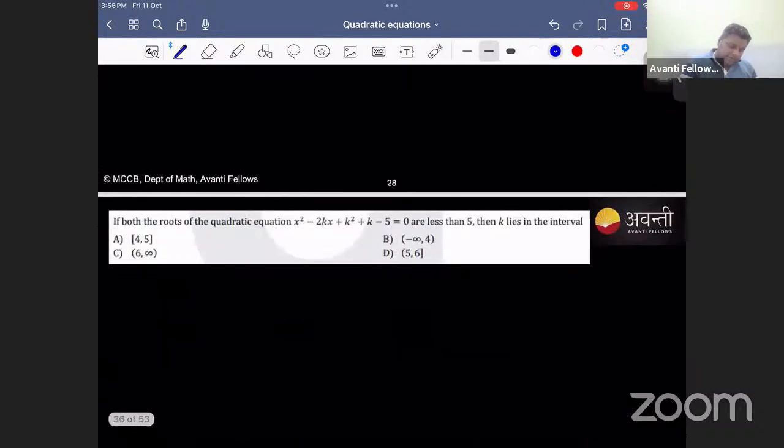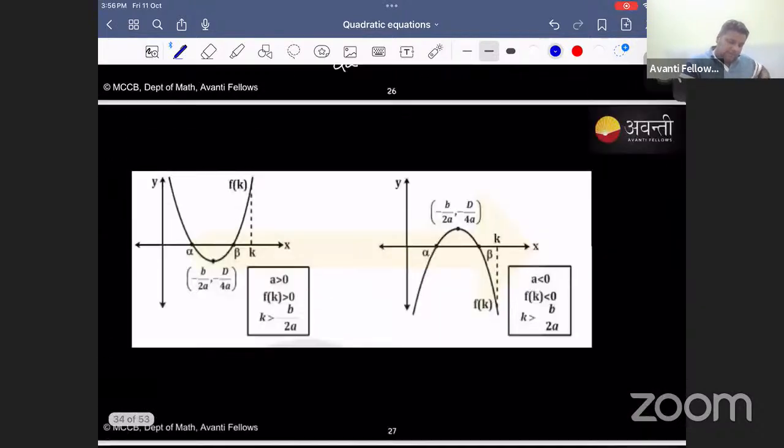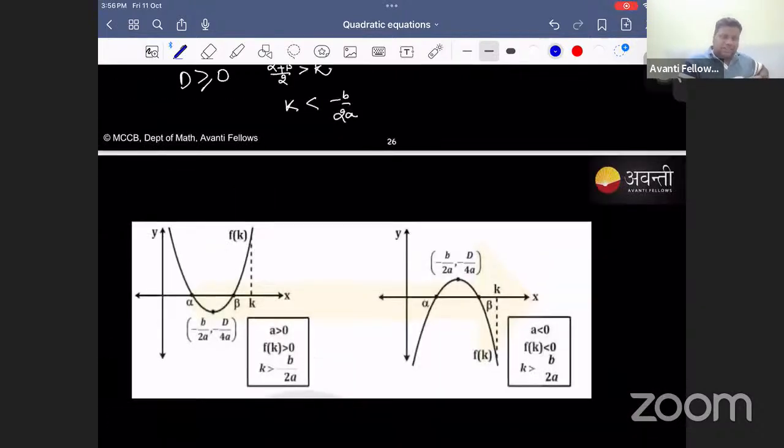Got it? Now, if both the roots are less than k, now definitely what? a more than or equal to 0, f of k more than or equal to 0, k is more than minus b by 2a, average of roots will be greater than, and d definitely more than or equal to 0. Yes, here a less than or equal to 0, f of k less than or equal to 0, average of roots is less than k and d also more than or equal to 0.